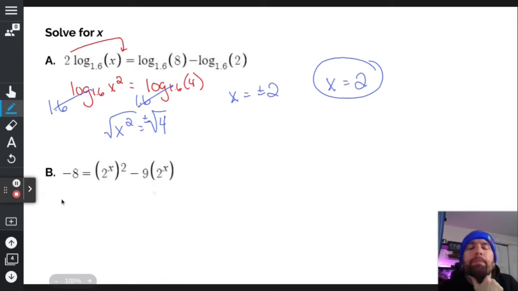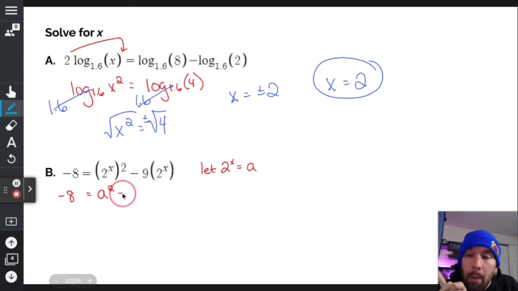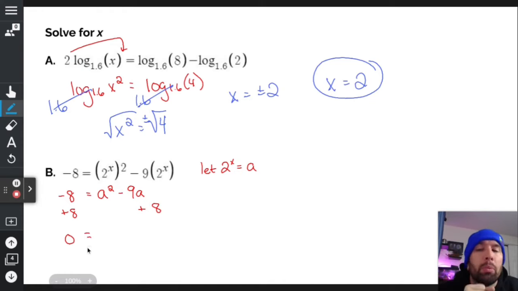Okay. All right. So this next one I'm going to approach a little differently than usual. I think a lot of people see parentheses squared. You want to multiply that, but don't. Trust me. Let's let 2 to the x equal a. And this way, I can rewrite this as negative 8 equals a squared minus 9a. And you would look at that and be like, let's add 8 to both sides, and it looks like one of those factory problems.